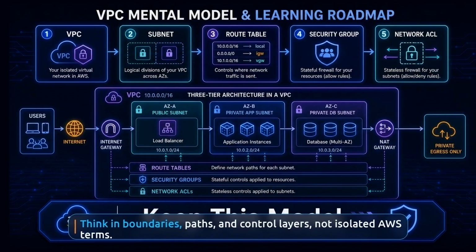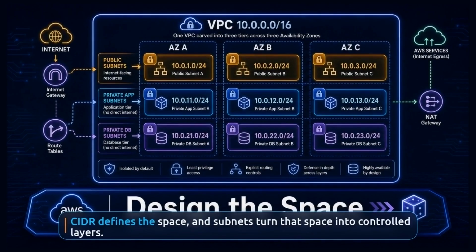We are going to use one practical 3-tier architecture all the way through the lesson. A public layer for internet-facing entry, a private application layer for business logic, and a deeper private database layer for state. We will design it across 3 availability zones because that is the standard serious teams use when they want resilience instead of a pretty demo diagram. Let us start with the core structure.